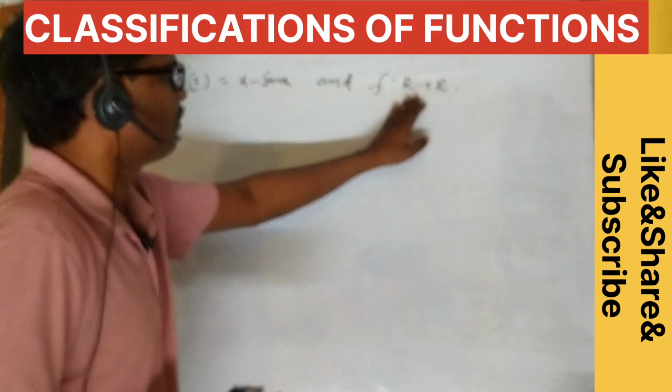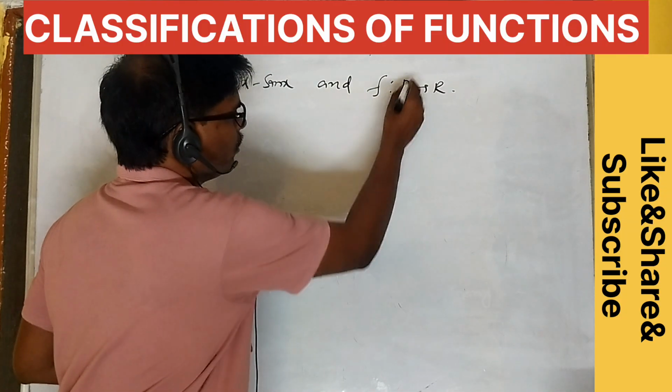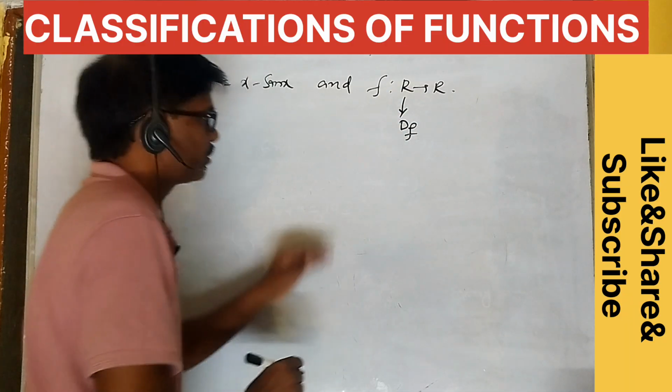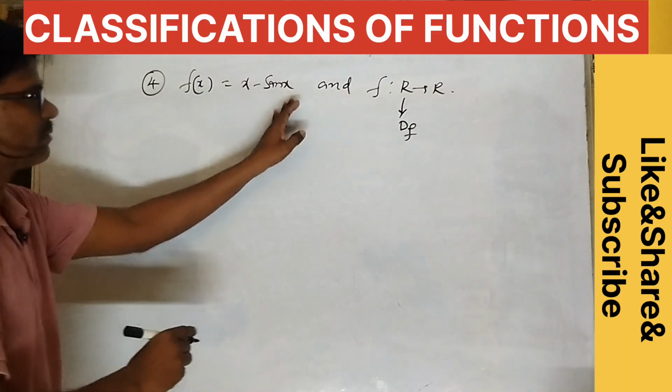This is real numbers only. The domain of f is equal to rational numbers. Okay, here in this case f(x) is equal to x minus sin x.